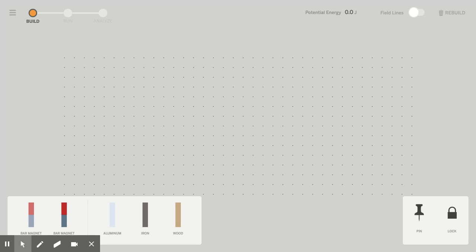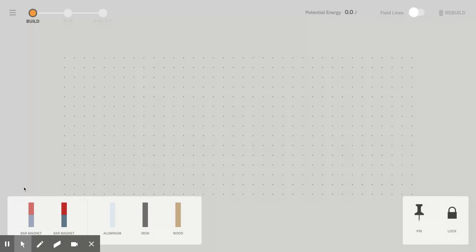Hi, everybody. So we're going to be working with the magnetic field simulation and looking at two bar magnets and how the energy between them changes. And I want to just orient you for this simulation. Each of these little dots is a centimeter apart, so I'm going to use that grid to place my magnets.